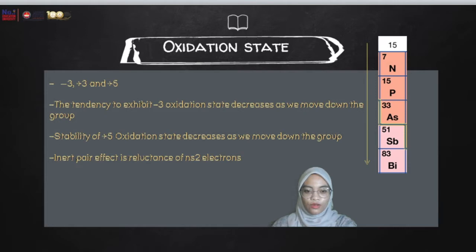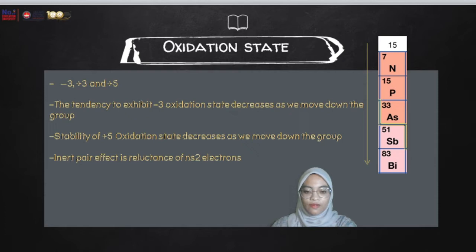Oxidation state. What do we mean by oxidation state? Oxidation state is the total number of electrons that an atom either gains or loses in order to form a chemical bond with another atom. Conceptually, the oxidation state may be positive, negative, or zero. Okay, let's take a look at oxidation state in group 15 elements.